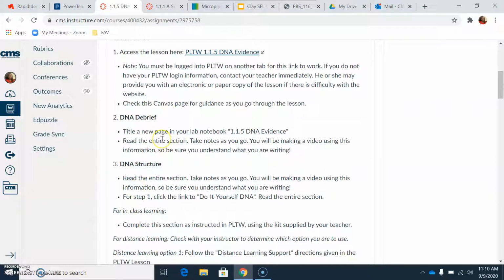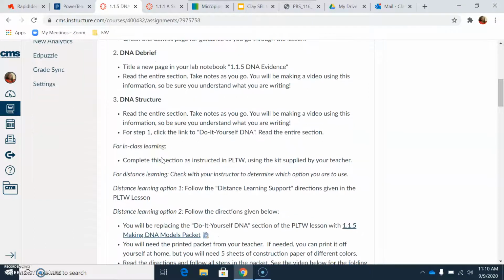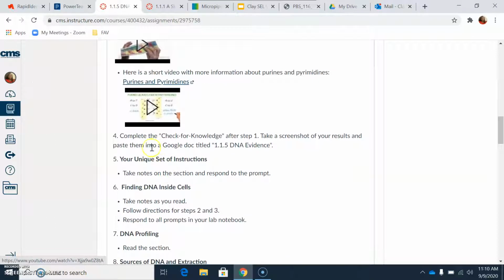What you're turning in is a video discussing the DNA debrief and the DNA structure. And if you don't remember, I have the video from yesterday up as well. So you're just taking notes on these two sections, and then you're creating a video based off of it. But within this section as well, you skipped all the lab stuff because we didn't do a lab. And you scroll down to the part where it says complete the check for knowledge after step 1 and take a screenshot and put it into that Google Doc. You were supposed to do that.